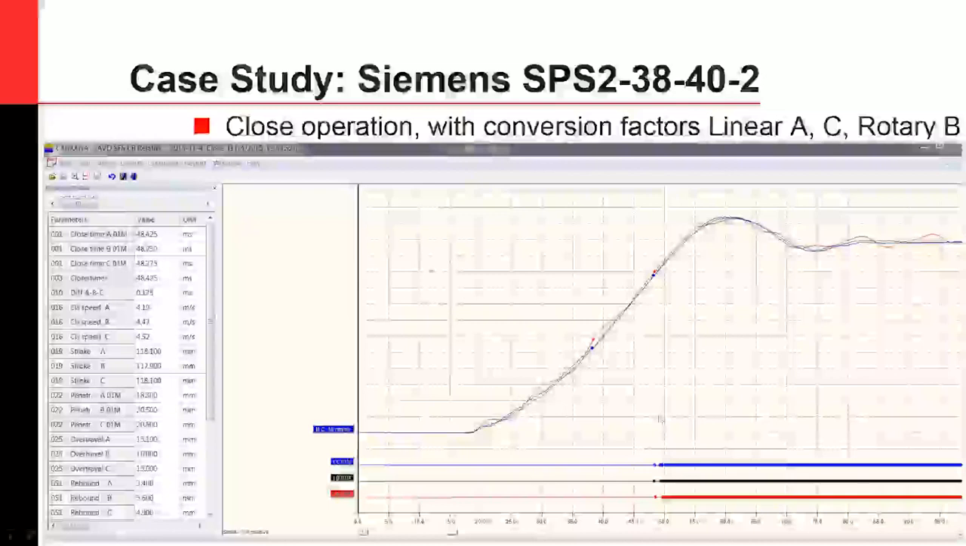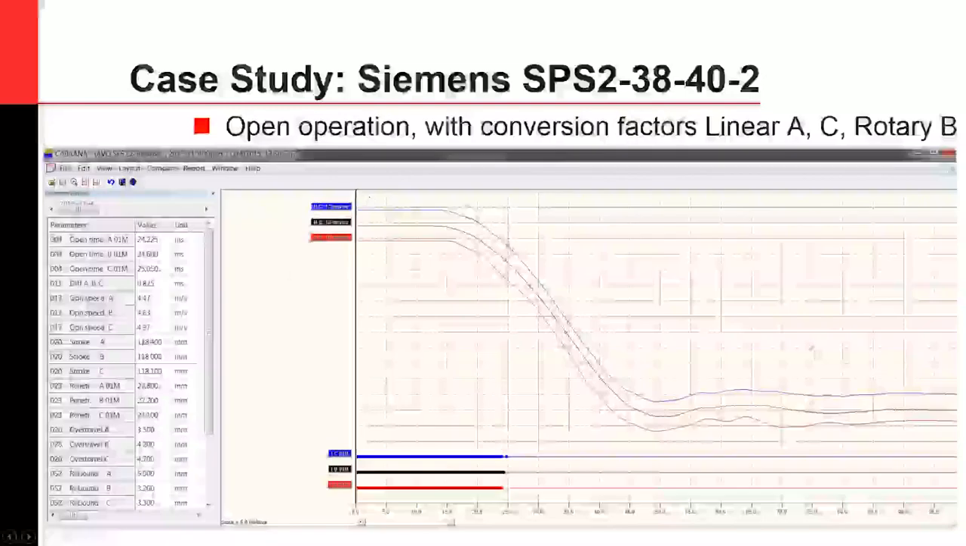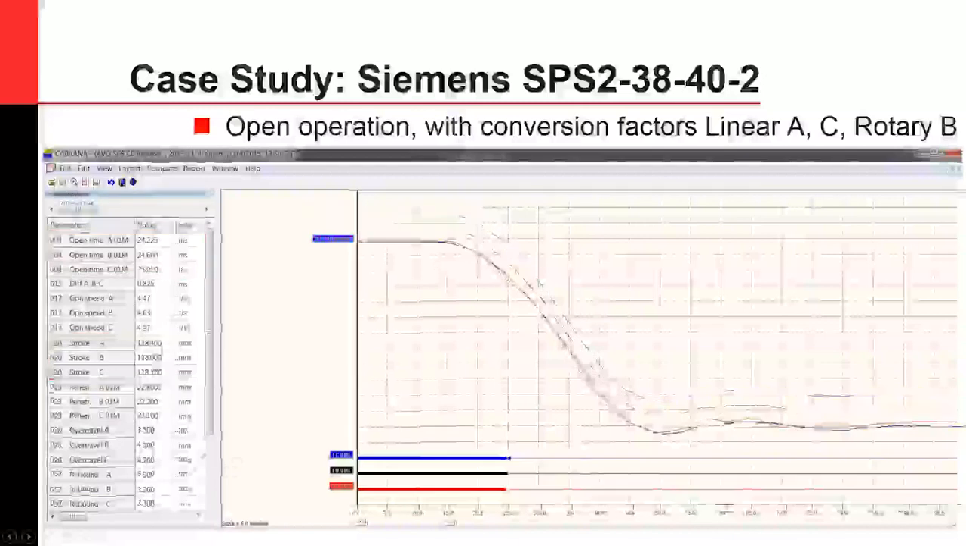Then if we look at the open operation, once again all three times are relatively close, within 0.825 milliseconds of each other. And looking at the strokes, we vary from 118.0 to 118.4 millimeters as well. Overlaying them, you'll see once again they all look very good, and there's even a little bit less vibration here on that linear A as well.